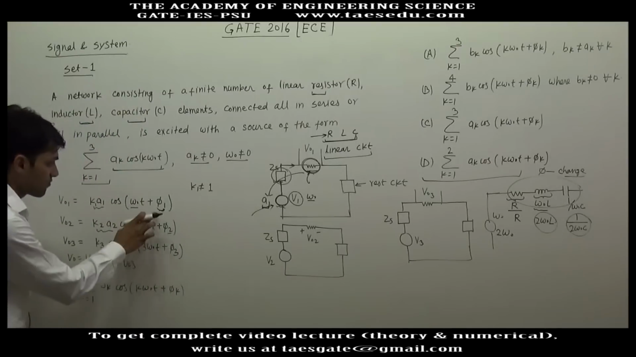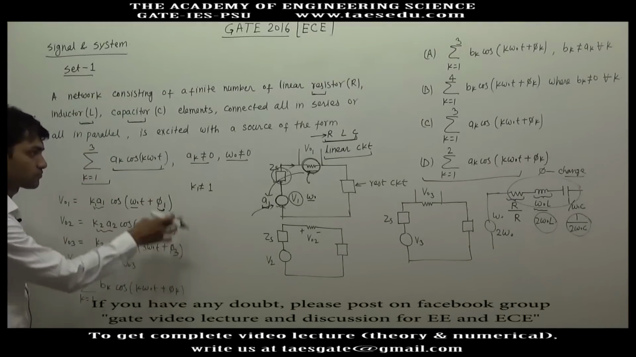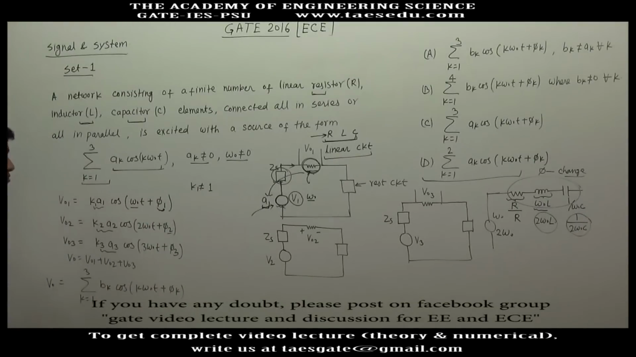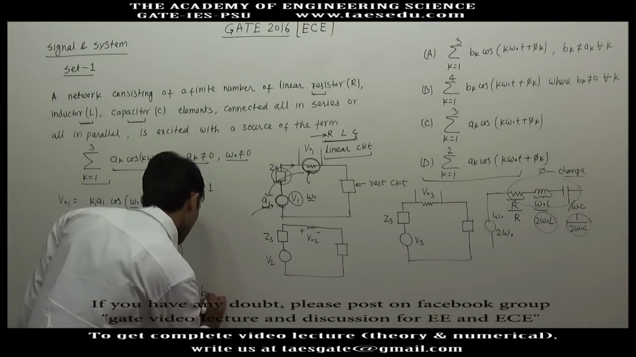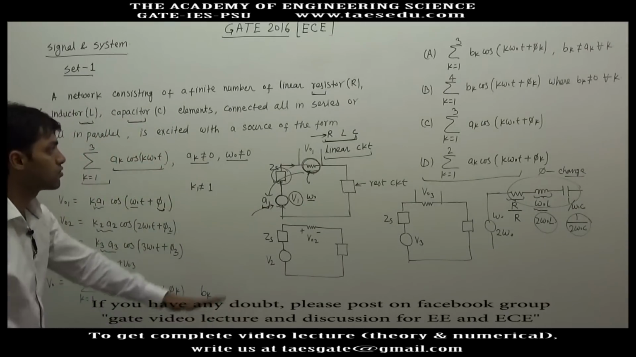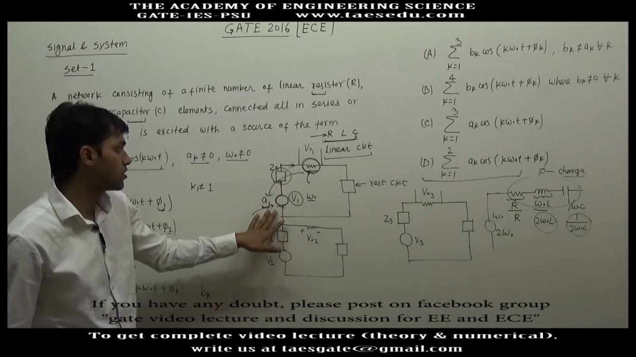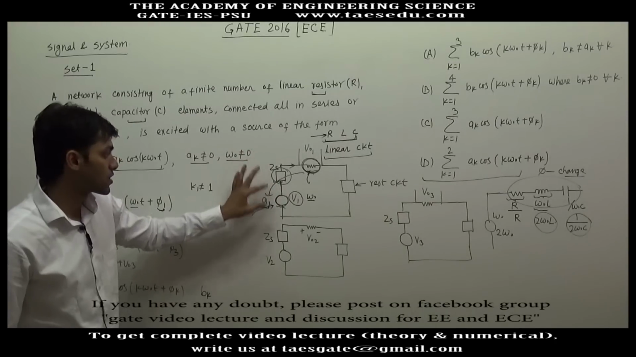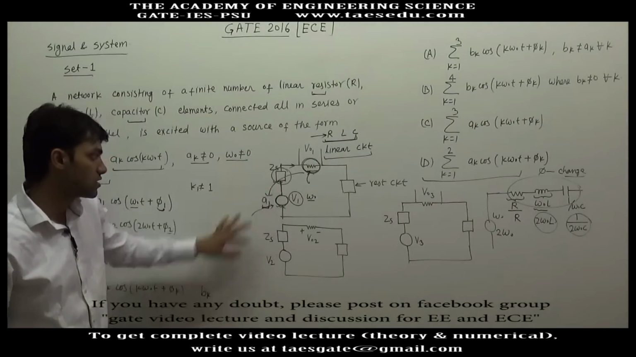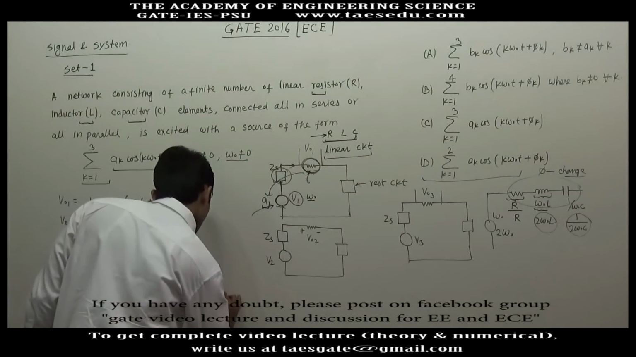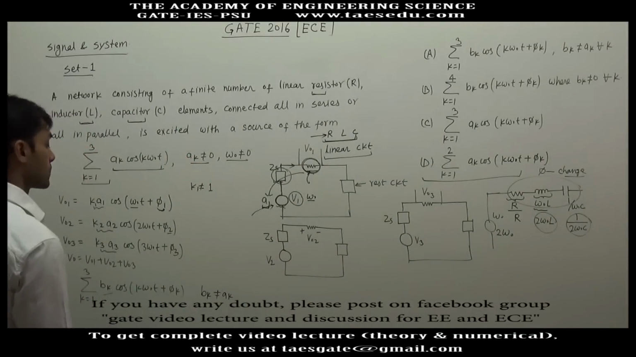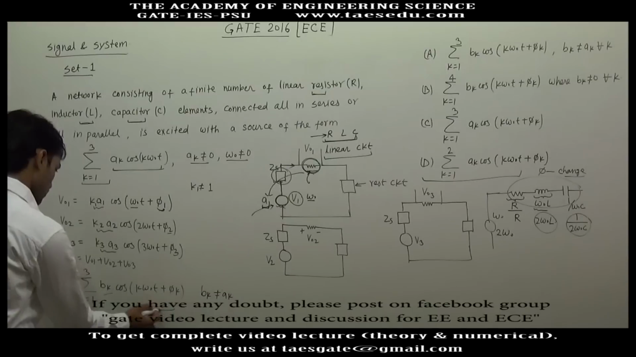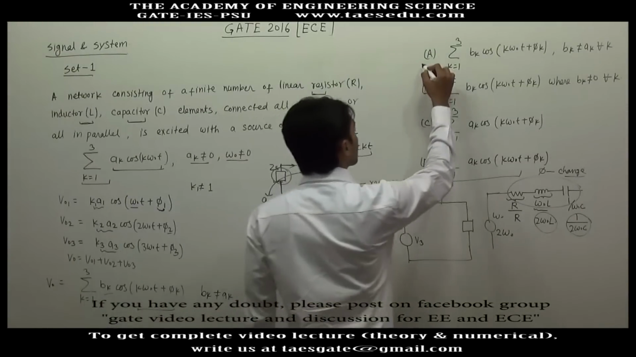That's why I have taken phi 1, phi 2 and phi 3 as different. And Vk is not equal to Ak. The amplitude of output cannot be equal to the amplitude of input due to some voltage drop across the source impedance. So Vk will not be equal to Ak. So this is the form of output. So option A will be correct.